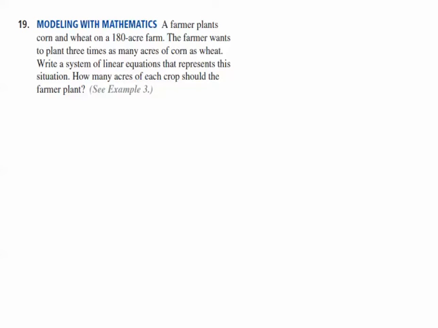The farmer wants to plant 3 times as many acres of corn as wheat. Write a system of linear equations that represents this situation. How many acres of each crop should the farmer plant? So x is acres of corn. Y is acres of wheat. Those are the two things we're trying to figure out.